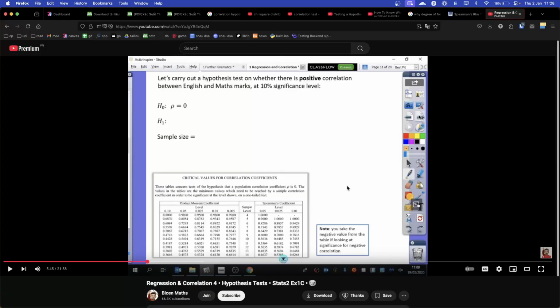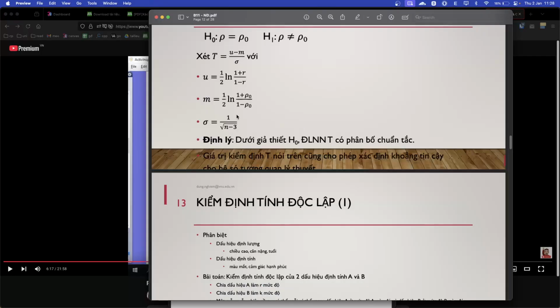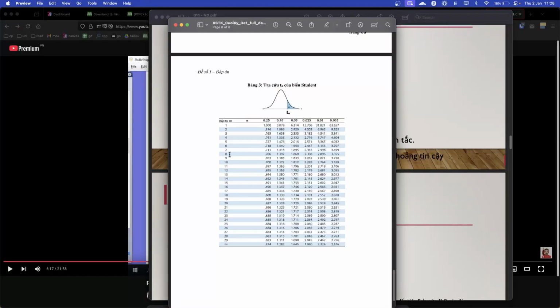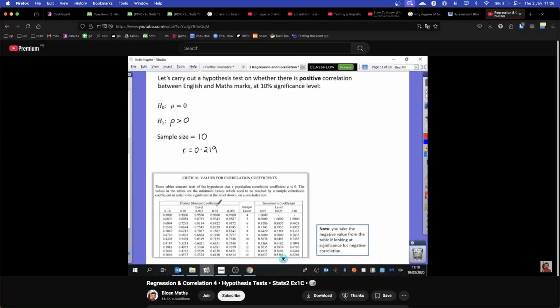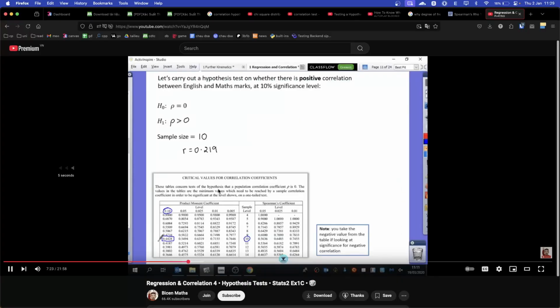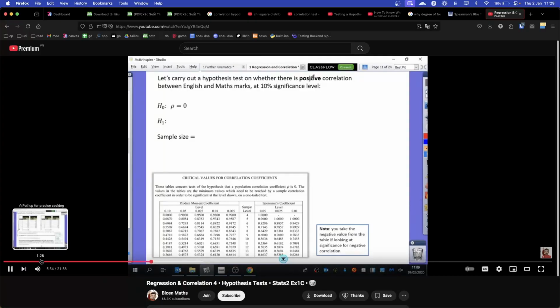Sample size 10, so the degrees of freedom is 8. At the 10% significance level with 8, we find our 0.10 here. You don't look at the Spearman coefficient, because that's for something that comes much later on. You look at the product moment correlation coefficient, and you look at the sample size, and then you look at the significance level. So my sample size is 10.